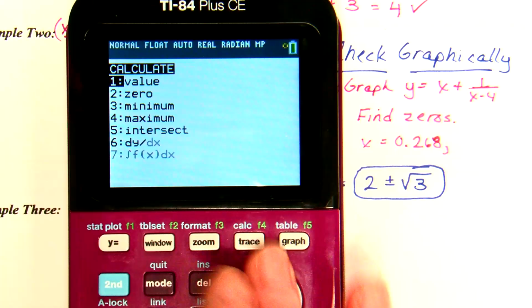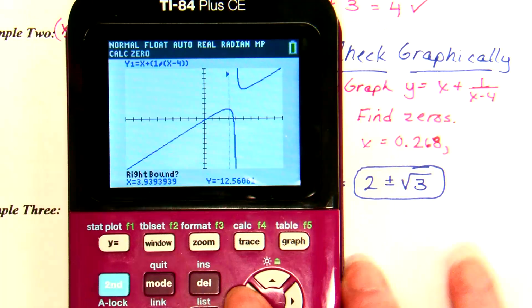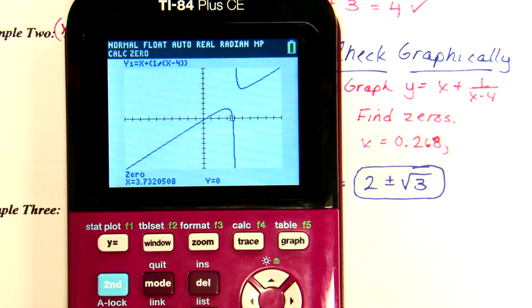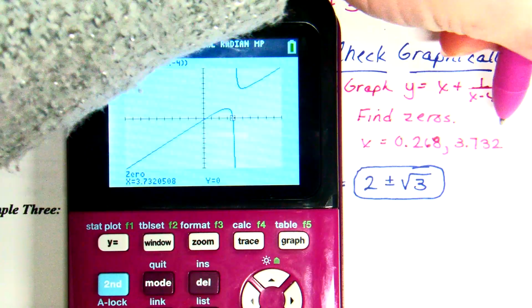I'm going to check my other one, second zero. Left bound, whoops, right bound, and 3.7320508. So approximately 3.732.